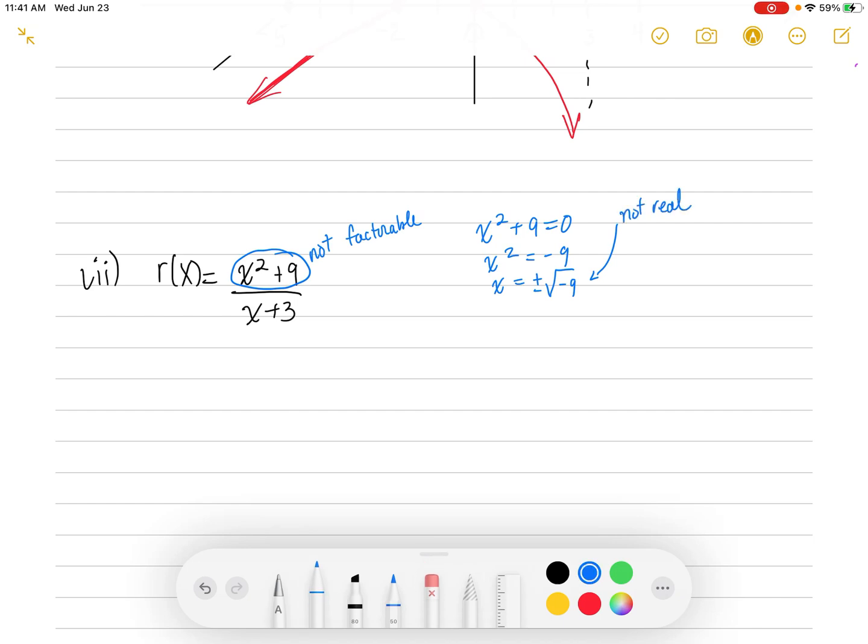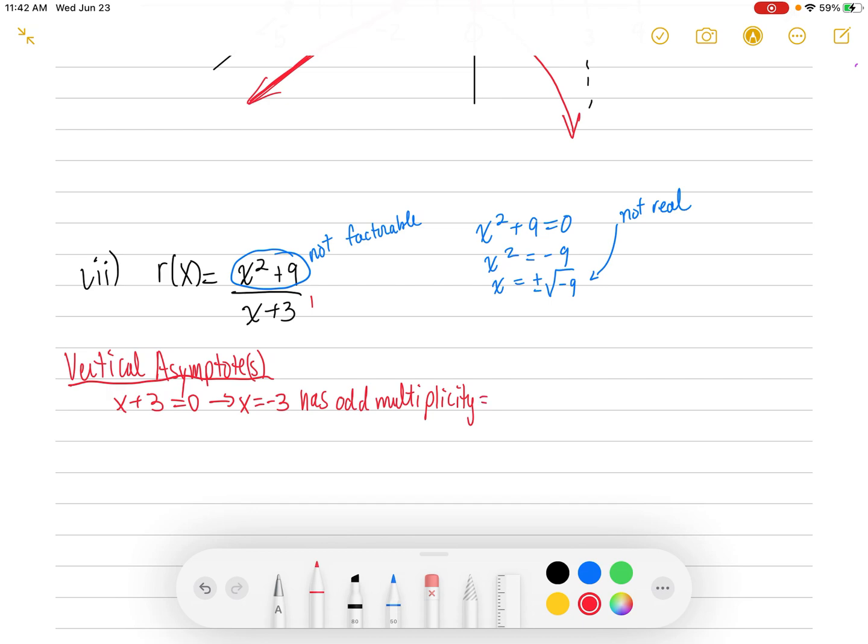So when you have a square root of a negative number that's not real, those solutions are not real, so we don't have a factorable situation. When you get solutions that aren't real, square roots of negative numbers, you're not factorable. So you can't factor the top. Okay, so first of all, we want to find the vertical asymptotes. So we set the bottom equal to 0. We get x equals -3 as a vertical asymptote, and that has a multiplicity of 1. So it has odd multiplicity 1.